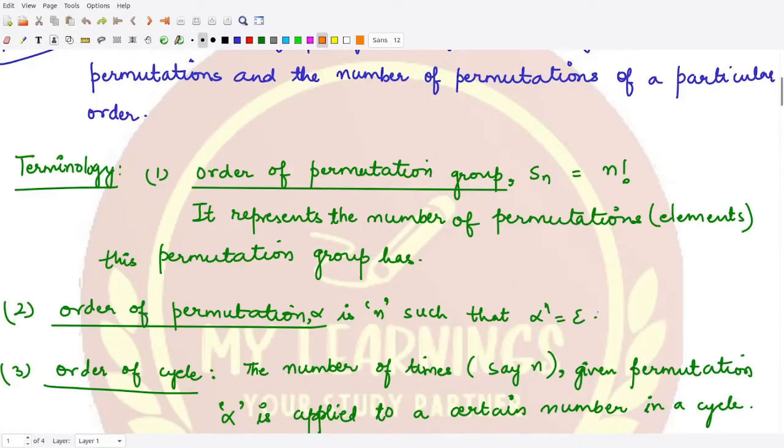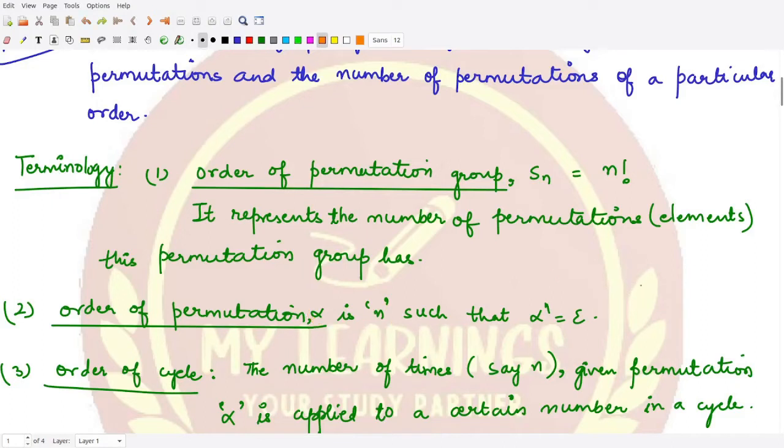Next is the order of a permutation. Here alpha is the permutation. We call the order of the permutation n if alpha raised to the power n is the identity permutation. This we have also studied in detail in the previous video.